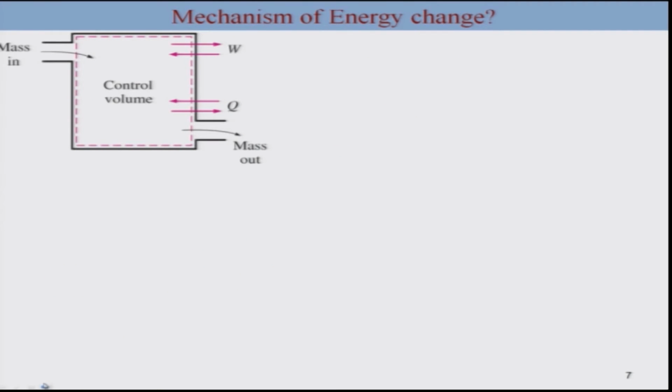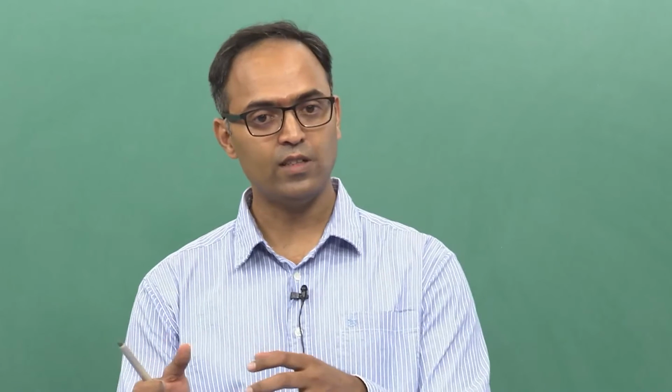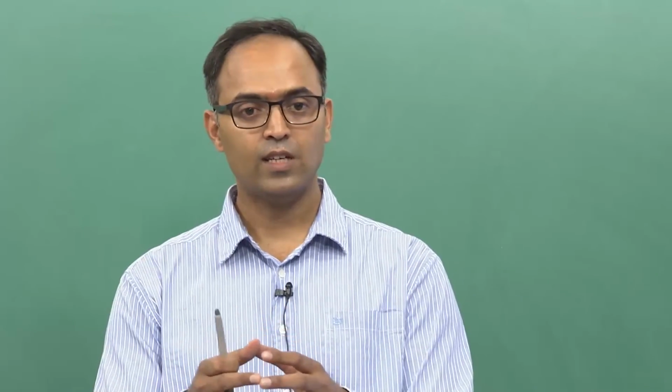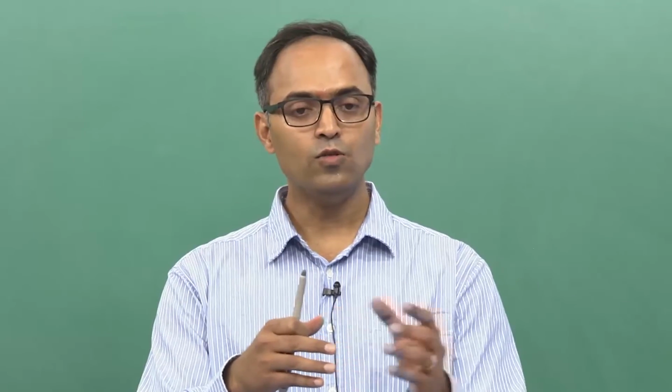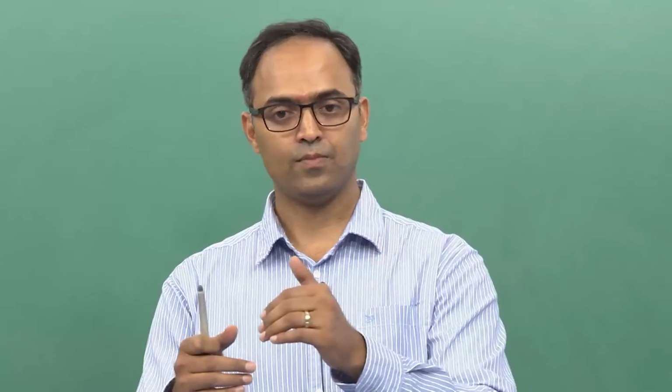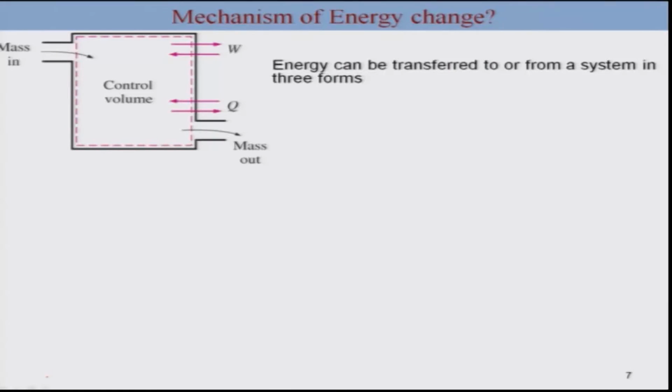Now how do you achieve these changes? We talked about the change of the system, but how do you achieve it? There are three ways to change the energy of the system. Either you provide heat, or you take heat out of the system, or you do work on the system, or you make use of the flow, mass in and mass out. That is why we are going to use this control volume, showing this open system, as an example.